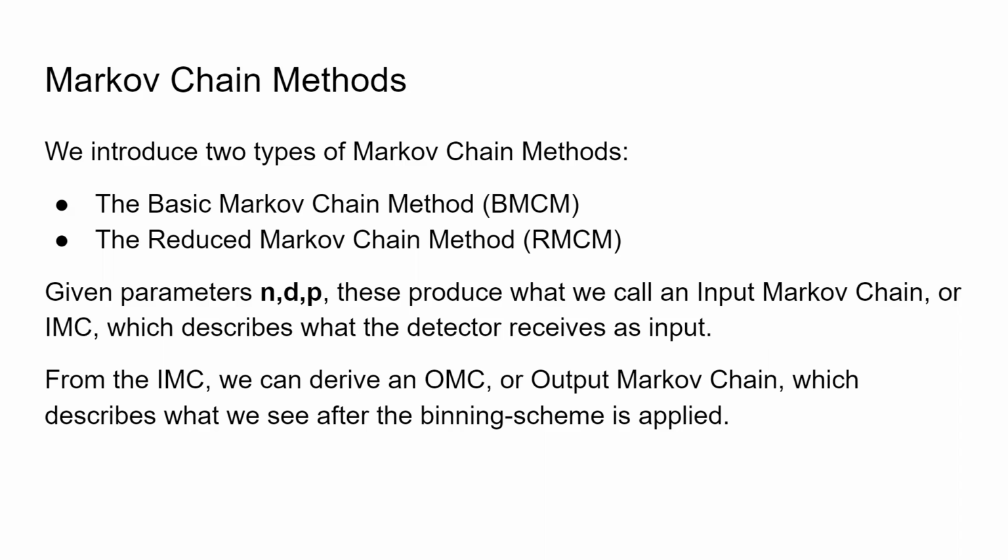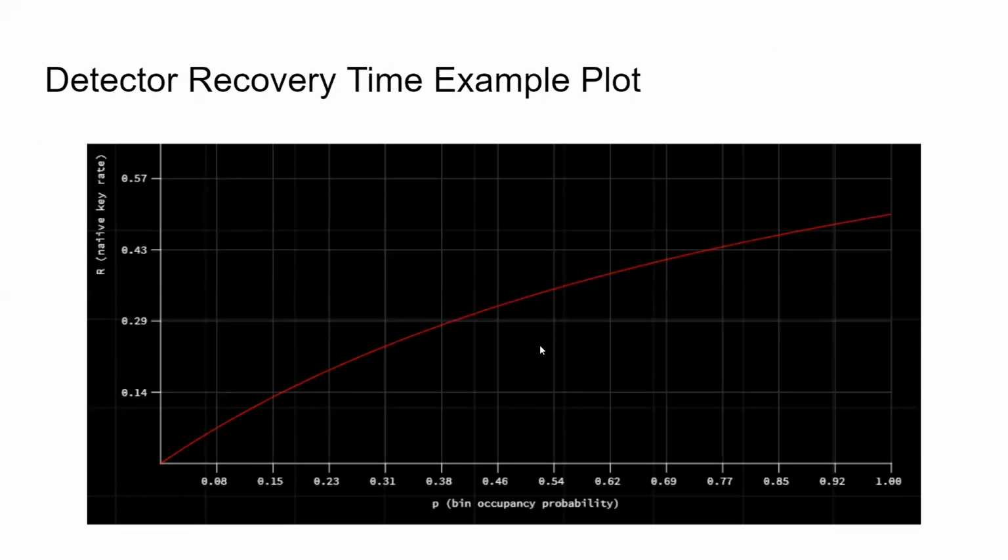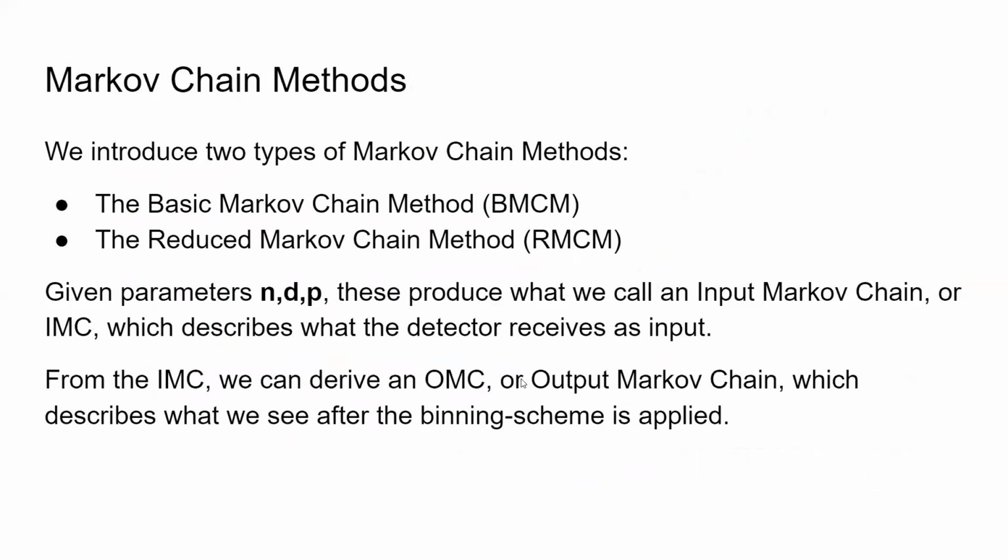At this point, you don't have to consider what binning scheme you're using. But if you want to get the entropy rate, so if you want to go from this to this, you're going to have to go one step further and use something called the OMC, or output Markov chain, which you get by putting in the input Markov chain and also the scheme that you're using as an input. That's because the output Markov chain describes what we see after the binning scheme is applied.